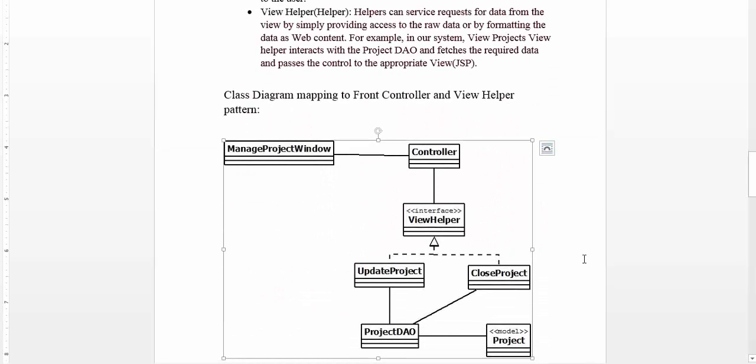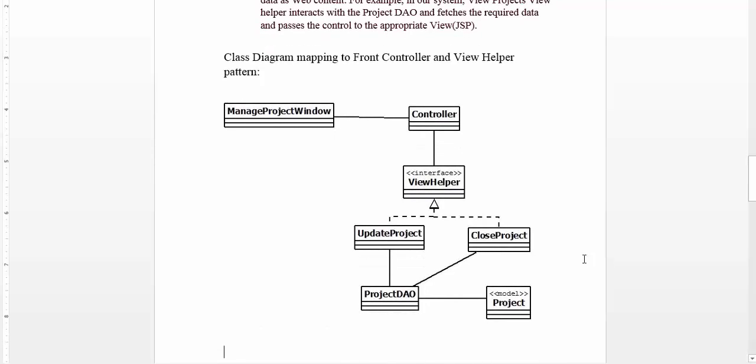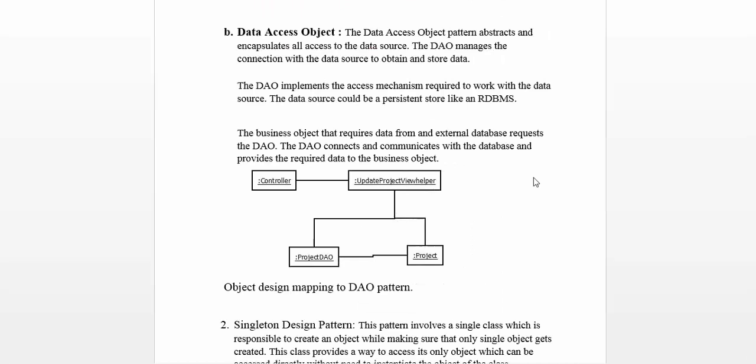So we now see the class diagram mapping to the front controller and view helper. For example, a request has come from the manage project window towards the controller. The controller maps the appropriate view helper with the properties file, and this is then delegated to a particular view helper. Our next pattern is the data access object.